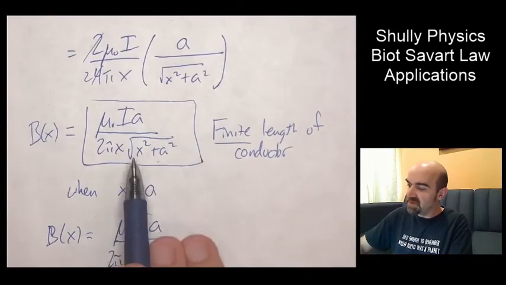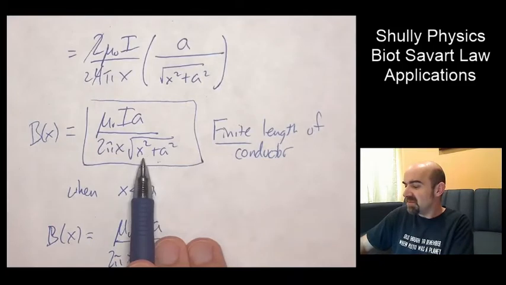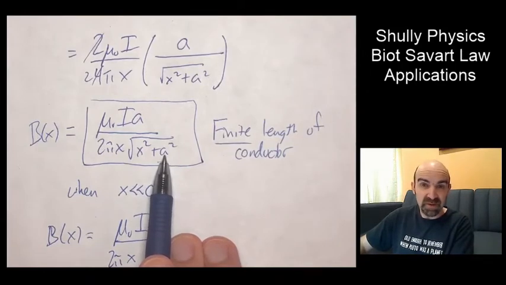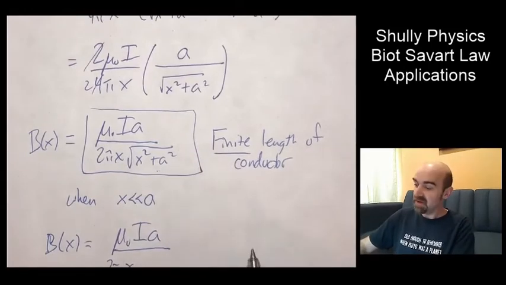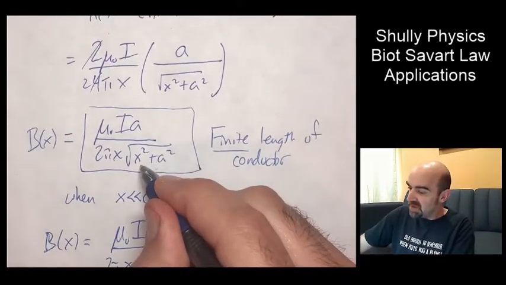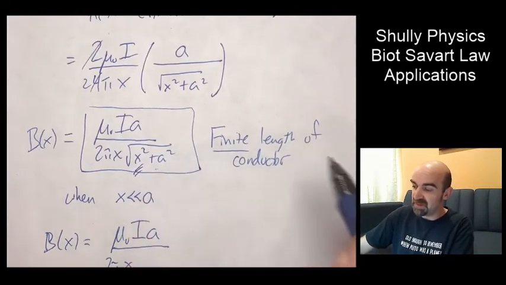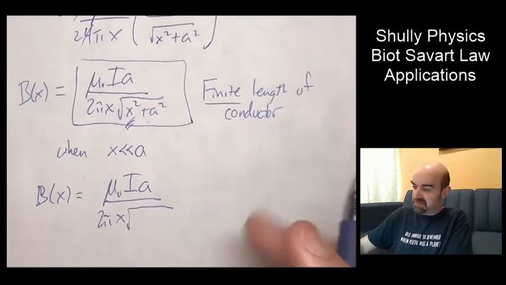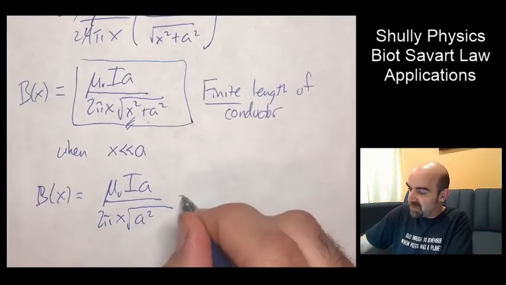When x is much less than A, imagine x being 1 and A being 1,000. What's the square root of 1,000 compared to the square root of 1,001? It's essentially the same thing. So if A is much greater than x, then the x mostly disappears. It's negligible. So we end up with an A squared on the bottom.